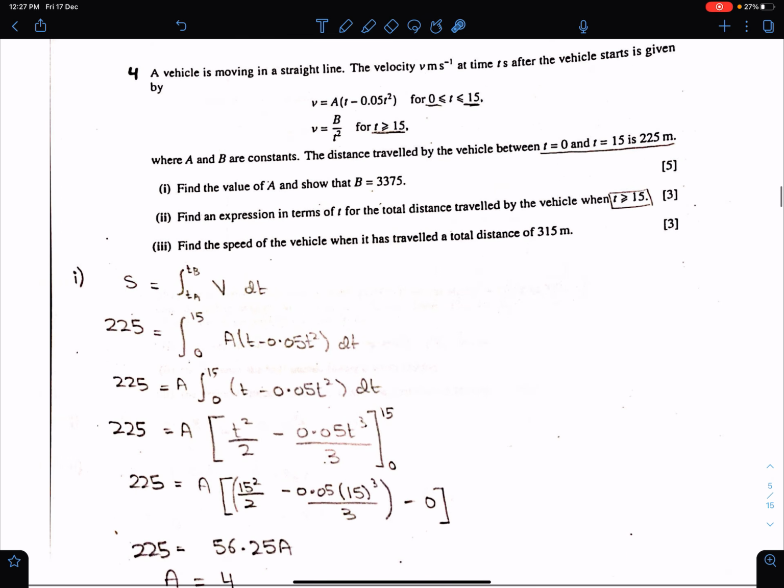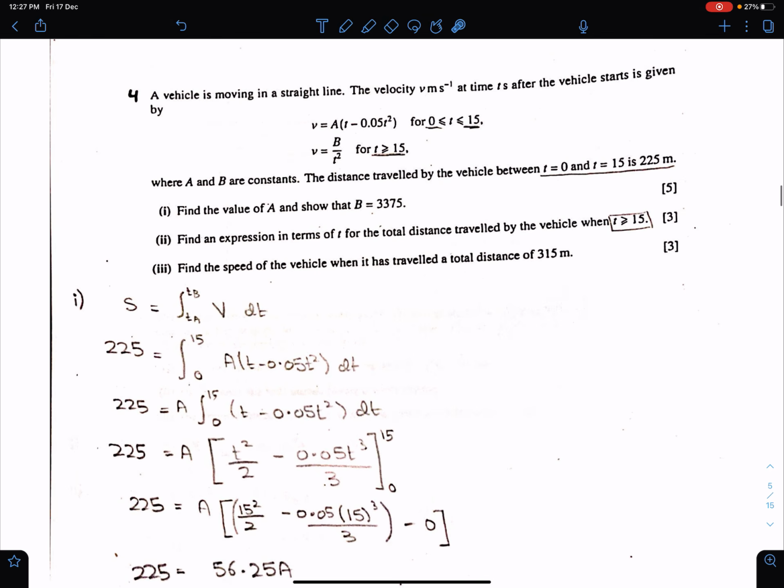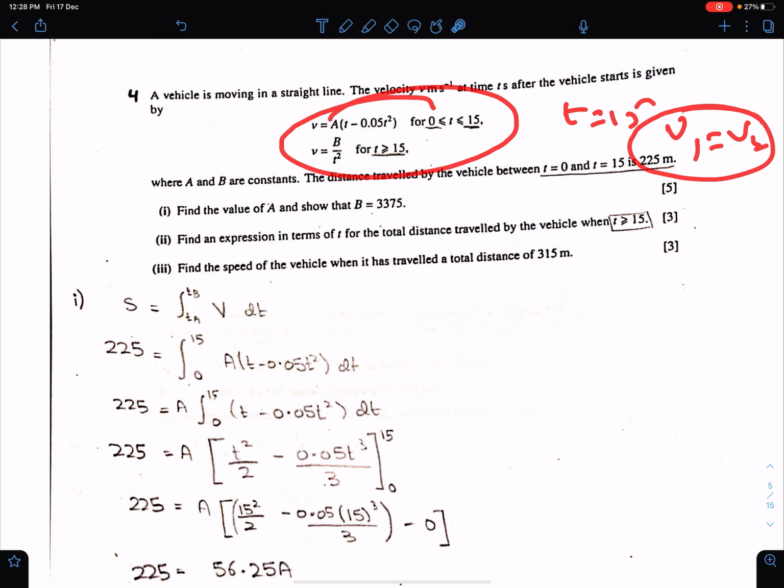Next question. Number 4. A vehicle is moving in a straight line. The velocity at time t seconds after the vehicle starts is given by these two equations. From t equals 0 to 15 inclusive, we will use this equation, and for t greater or equal to 15 we will use this equation. But one very important thing, 15 is inclusive in both the equations. So at t equals 15 we will get the same velocity from both equations. So at t equals 15 both velocities are the same, v1 is equal to v2.